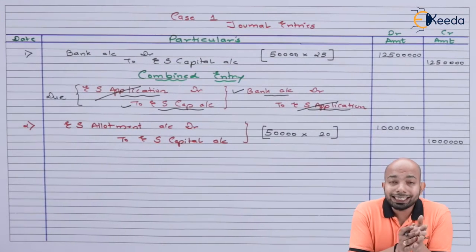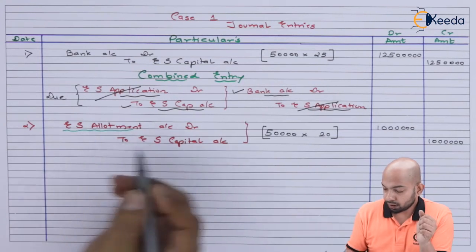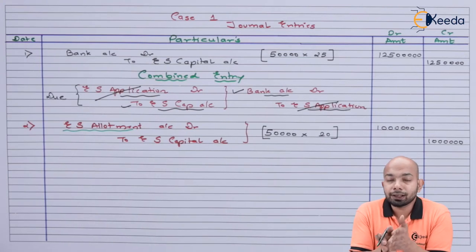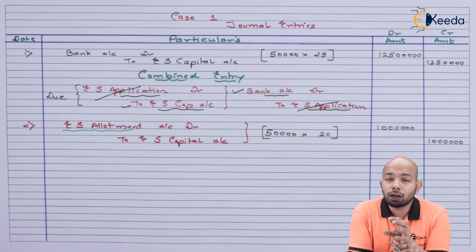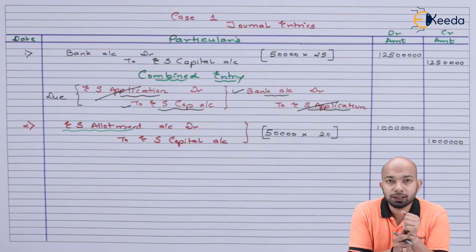So now the due entry has been passed for allotment, which is very simple. Equity share allotment account debit to equity share capital. The amount is 50,000 multiplied by the allotment due money, that is 20 per share. That gives you a value of 10 lakh rupees.